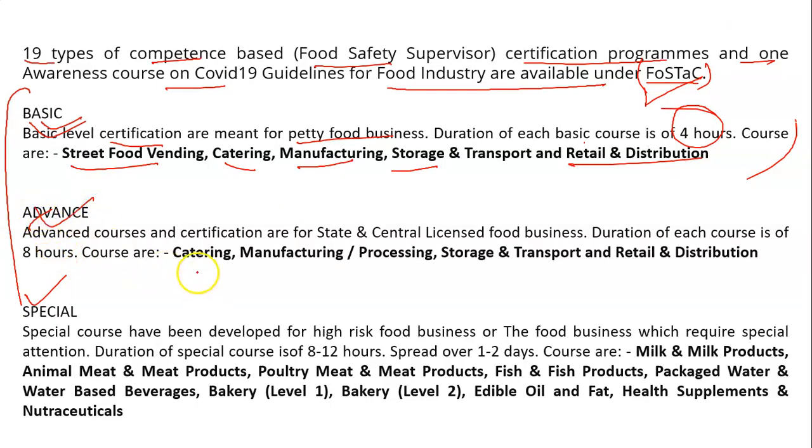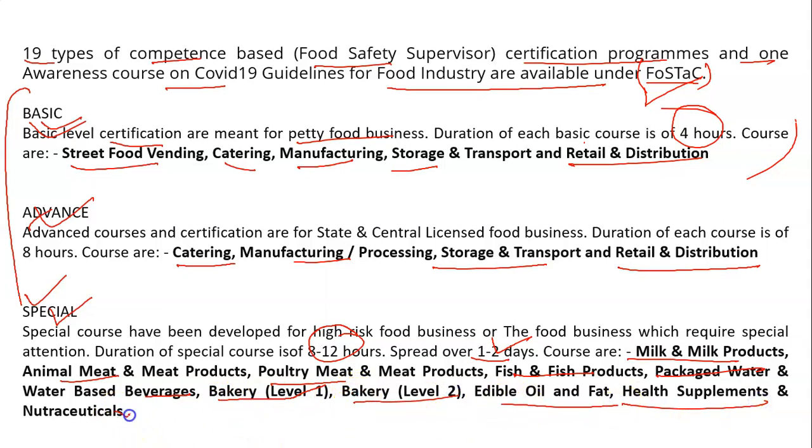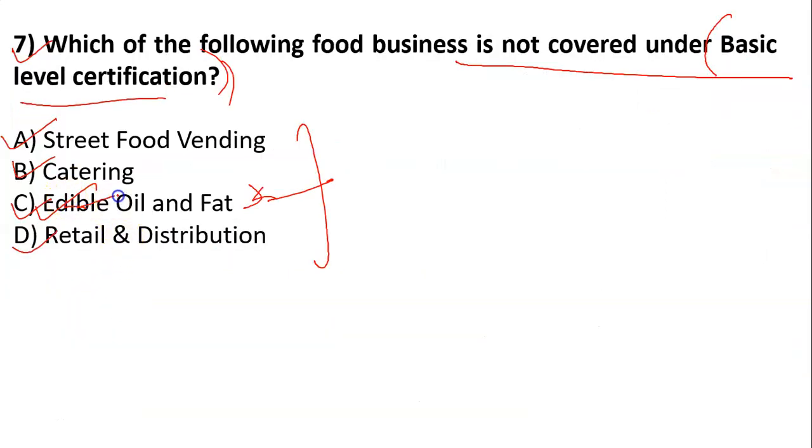Under advanced, they are covering catering, manufacturing, processing, storage and transport, and retail and distribution. Under the special category, they give training of 8 to 12 hours, or it can be spread up to 1 to 2 hours. Under this: milk and milk product, animal meat and meat product, poultry meat and meat product, fish and fish product, packaged water and water-based beverages, bakery level 1, bakery level 2, edible oil and fats, and health supplements and nutraceuticals. So edible oil and fats comes under the special category, but it doesn't come under the basic level training.